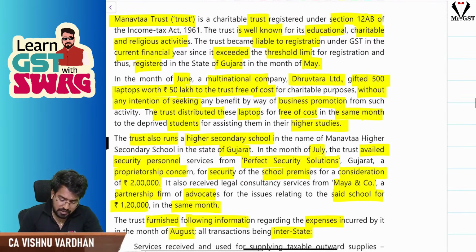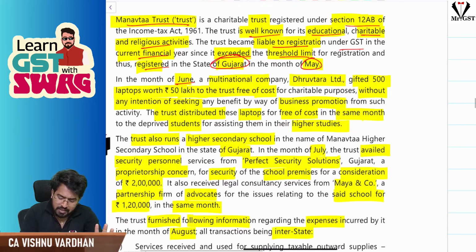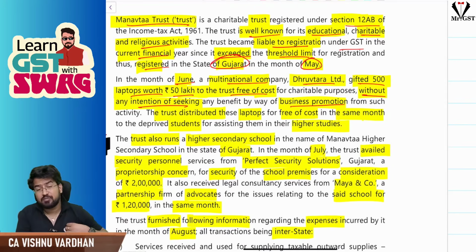This question is regarding a charitable institution, Manavata Trust, the trust registered under Section 12AB of the Income Tax Act, well known for educational and charitable religious activities, liable to register under GST in the current financial year, exceeded threshold limit, registered in Gujarat. For May, in June, a multinational company, Dhruthara Limited, gifted 500 laptops worth 50 lakhs to the trust free of cost without any intention of seeking any benefit of business promotion.